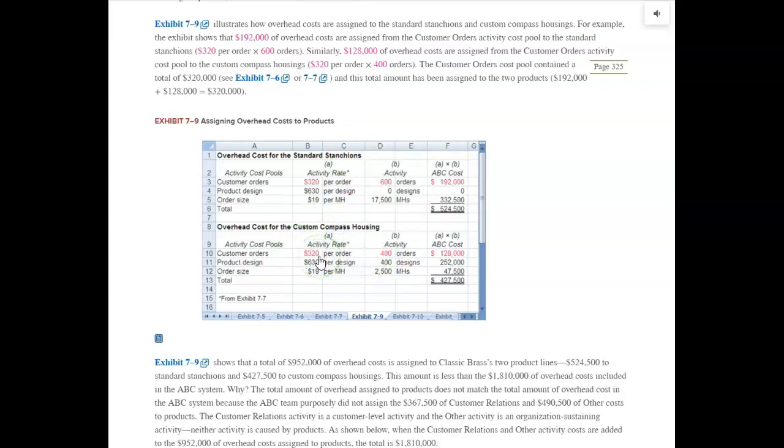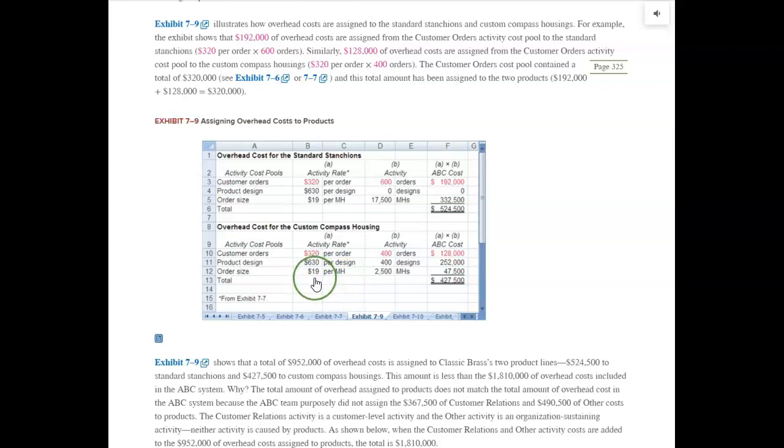Here's the cost per order, $128,000. This one does require design time. So we said these cost $630 per design, 400 designs, one per order. So $252,000 is the total. Order size depends on units, and then they start using machine hours.